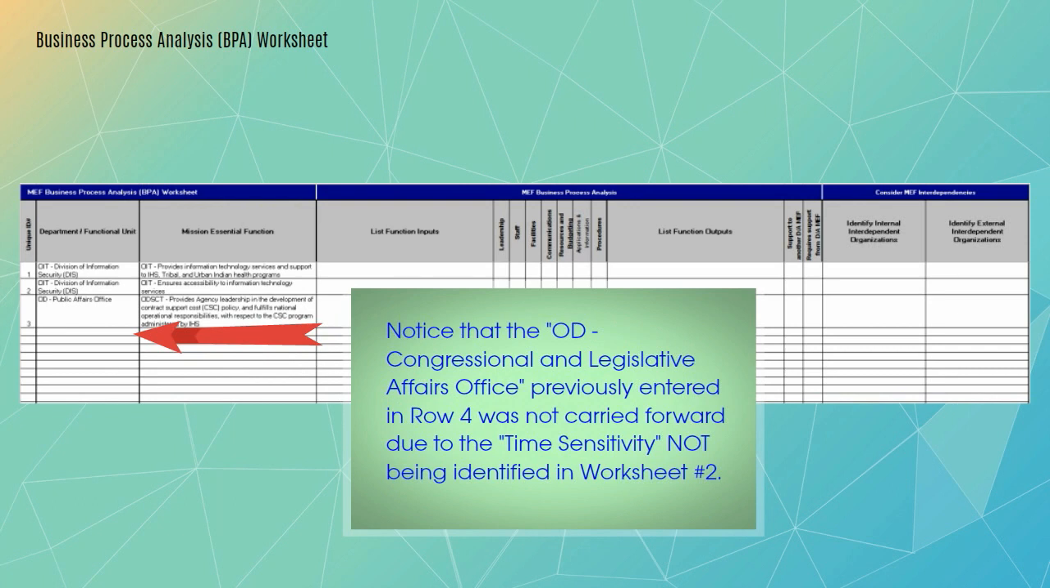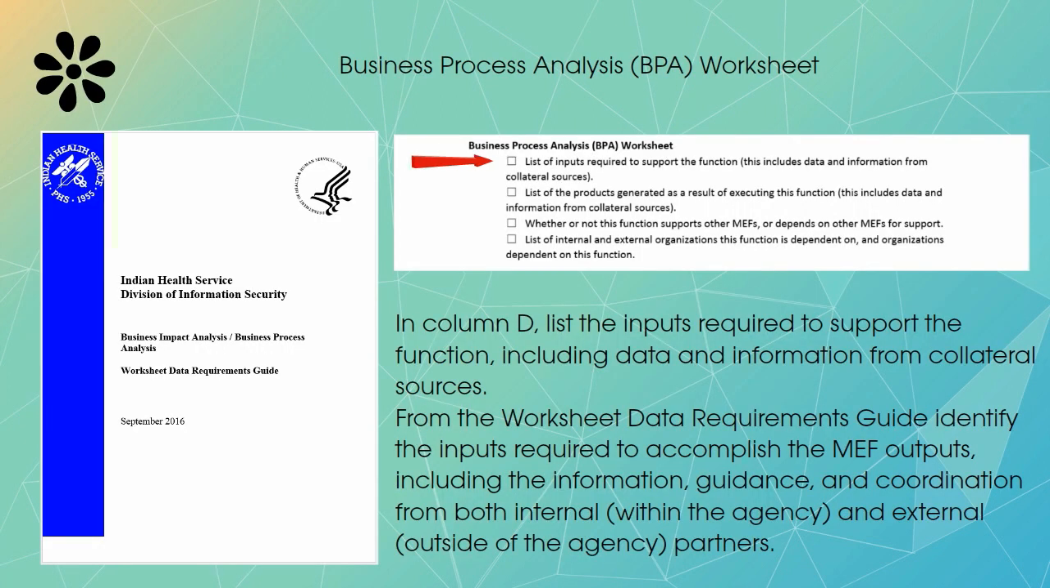Notice that the OD Congressional and Legislative Affairs Office previously entered in Row 4 was not carried forward due to the time sensitivity not being identified in Worksheet Number 2. In Column D, list the inputs required to support the function, including data and information from collateral sources. From the Worksheet Data Requirements Guide, identify the inputs required to accomplish the MEF outputs, including the information, guidance, and coordination from both internal within the agency and external outside of the agency partners.